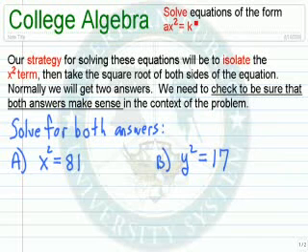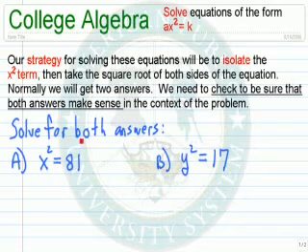This lesson, we want to solve equations of the form ax squared equals k. Our strategy for solving these equations will be to isolate the x squared term, get it by itself, then take the square root of both sides of the equation. Normally we will be getting two answers. We need to check to be sure that both answers make sense in the context of the problem.